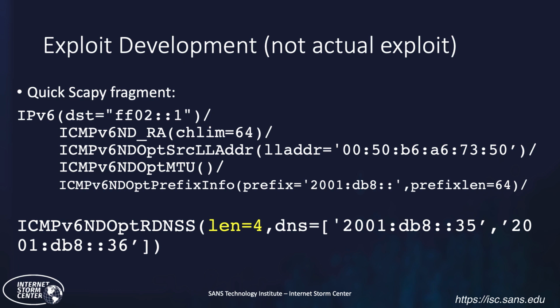This is where I'm setting the recursive DNS server option. And note how I set the length to 4, which is invalid here. And then I added 2 DNS servers. So my length should really be 5. So this is basically where the exploit happens.